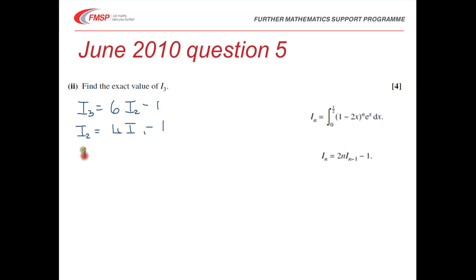And I of 1 will be 2 I of 0 minus 1. Now, at this stage, of course, we should be able to work I of 0 out. So I of 0 will be the integral between 0 and a half of, if n is equal to 0, then this expression will just turn out to be 1, so it is literally the integral of e to the x.